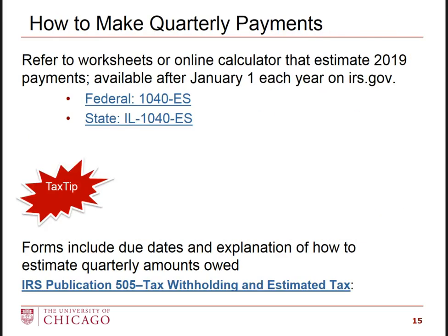The process to make quarterly payments begins with the Form 1040-ES. The 1040-ES is available at the federal and state level. Each year they are available January 1 for the upcoming tax year. And that is when you should be estimating your taxes for that given year. Forms include due dates and explanations of how to estimate the quarterly amounts owed. For more information, you may consult IRS Publication 505.